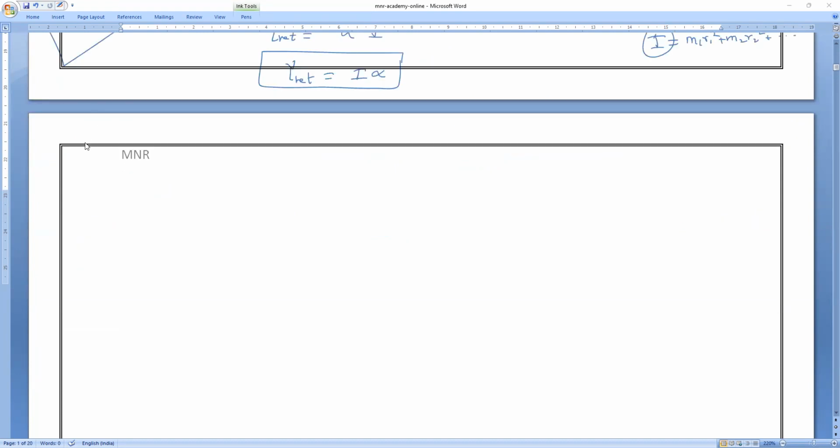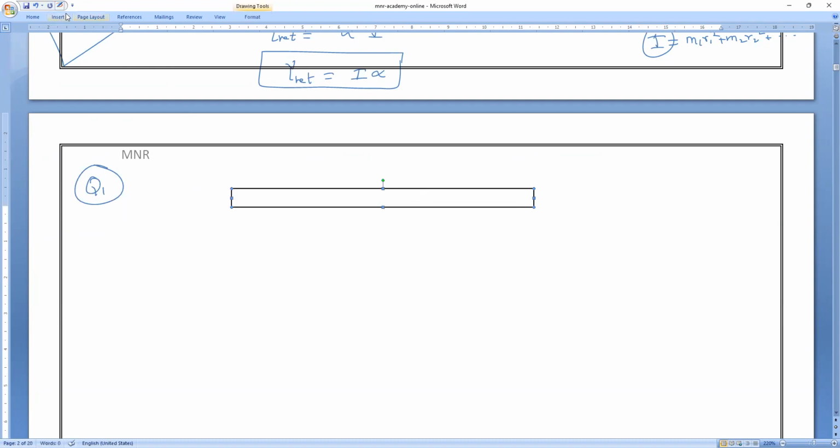Now write the first question. Question number 1. Let me take a rectangular glass rod or slab. You can take whatever it is. So it has been pivoted exactly at the middle. So exactly at the middle. So now having a mass M and length L.